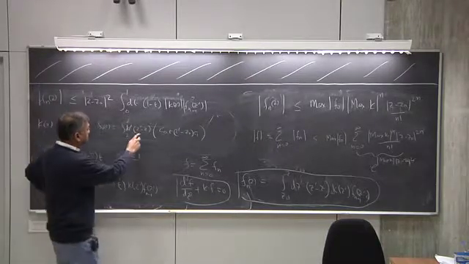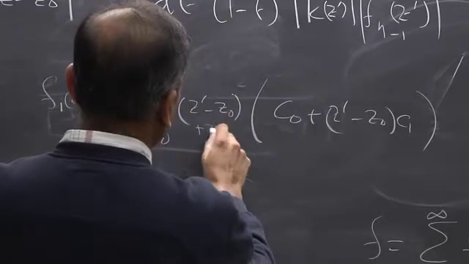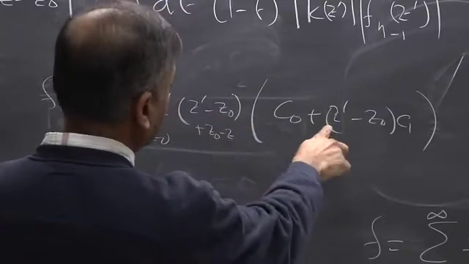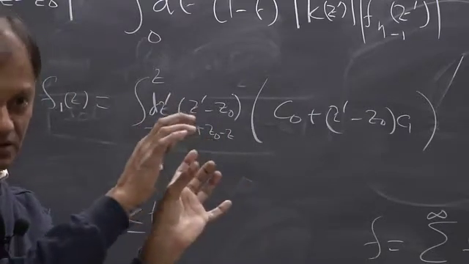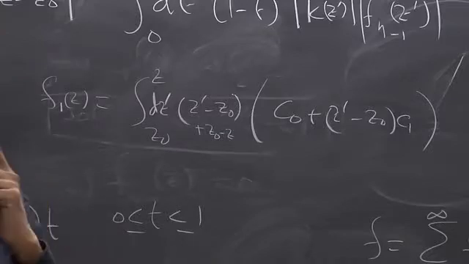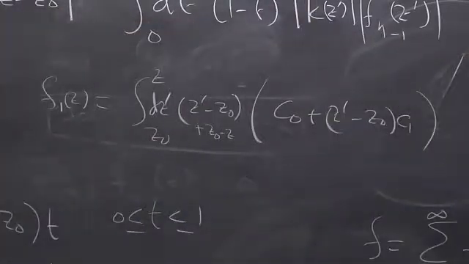I can write it as z prime minus z0 plus z0 minus z, right? And you integrate this quantity, you see there will be various powers of z minus z0 that appear. It's not just a single power of z minus z0. But there is a bound. You see that this is less than or equal to that, right?